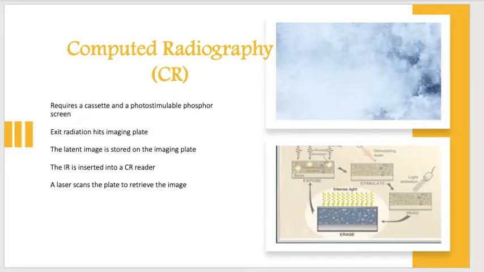Computed radiography. In computed radiography, an image starts with a cassette and an imaging plate. Once the patient gets exposed, the imaging plate then captures the remnant beam. Then the latent image is stored on the imaging plate until it is inserted into a CR reader. The CR reader then removes the imaging plate and begins scanning with a stimulating helium laser.